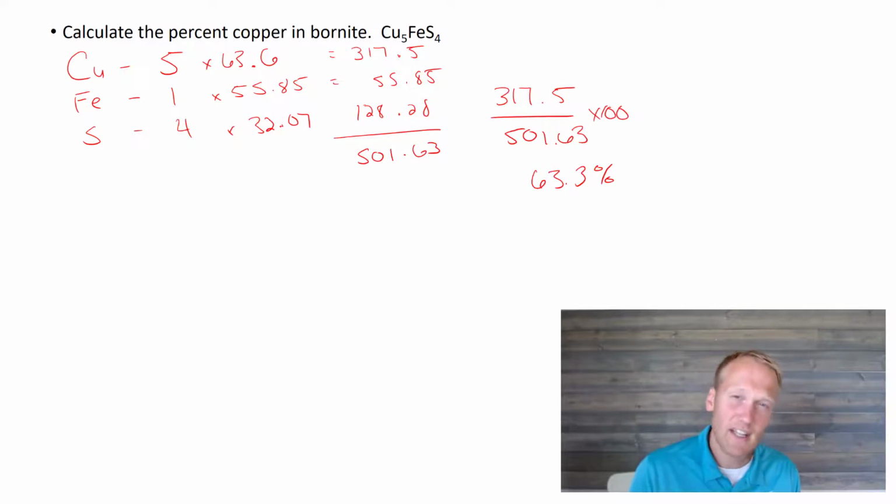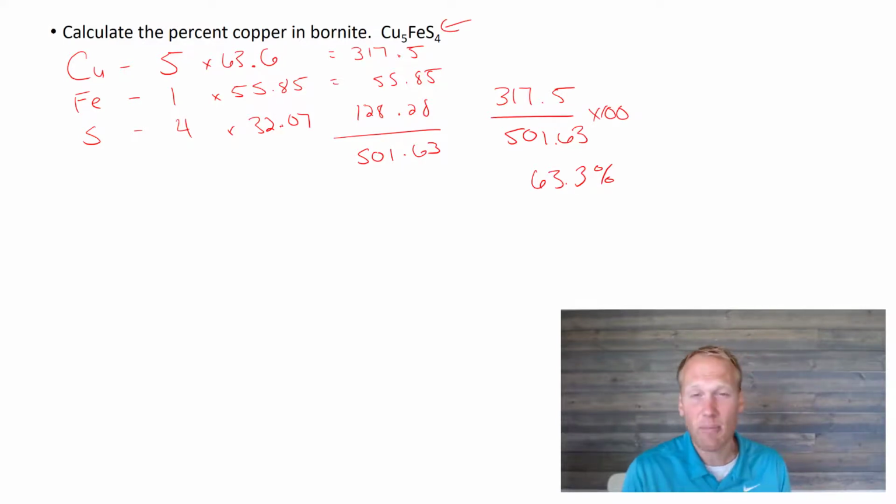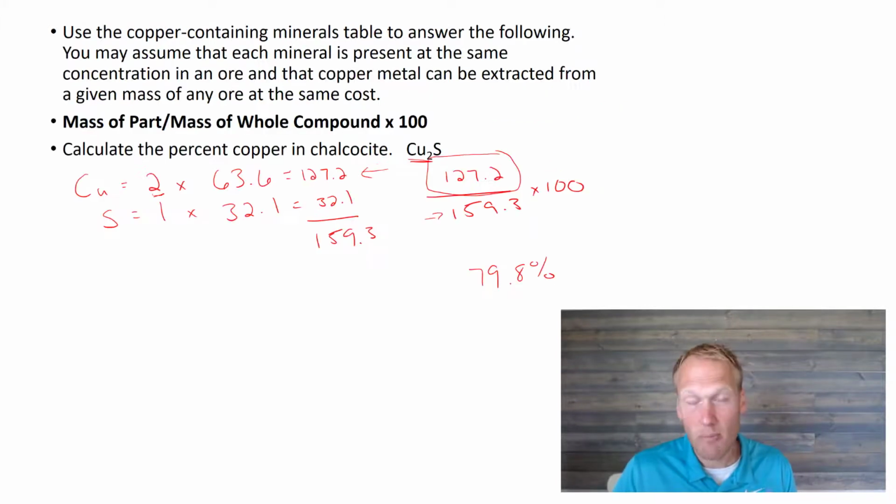So at first glance, you may look at this formula and say, oh, that has 5 coppers. That's way better. But when you do the math, because there's other things attached to those 5 coppers, by mass, chalcocite has a higher percentage of copper in the mineral. So therefore, it would be more valuable to us to mine chalcocite than bornite.